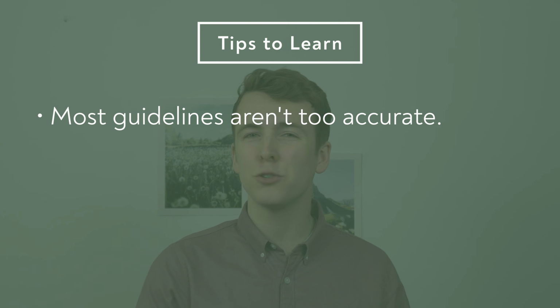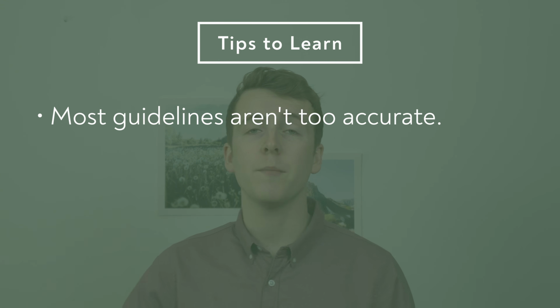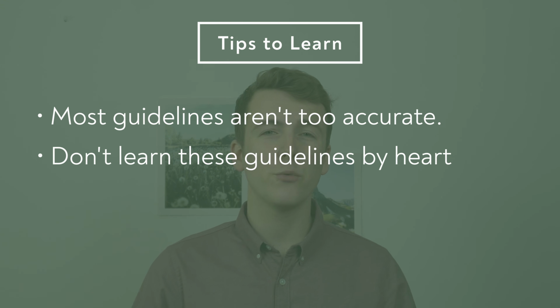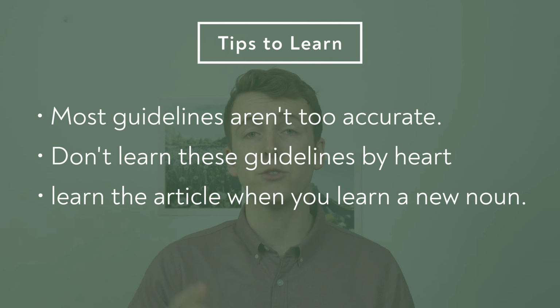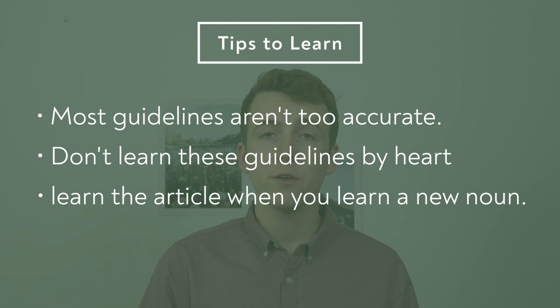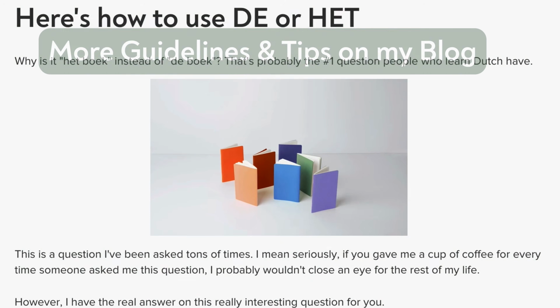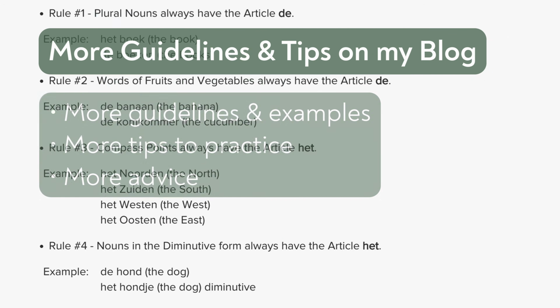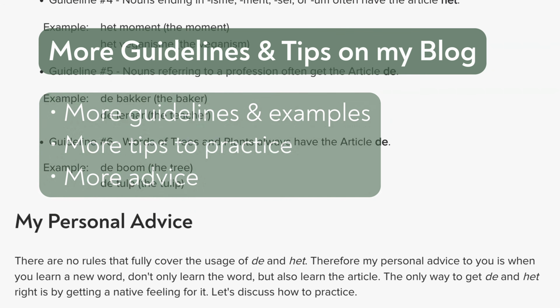There are a handful of other guidelines, but these aren't too accurate. They are always, most of the time, de, or most of the time, het. And therefore I wouldn't recommend you to learn all these rules by heart, because it's just not going to help you. Instead, for every new word that you learn, learn the article too. So if you learn a new noun, don't only learn the noun, but also know if it's a de or a het noun. However, if you're still curious about those other guidelines, then you can go to my blog and read my blog post about articles.